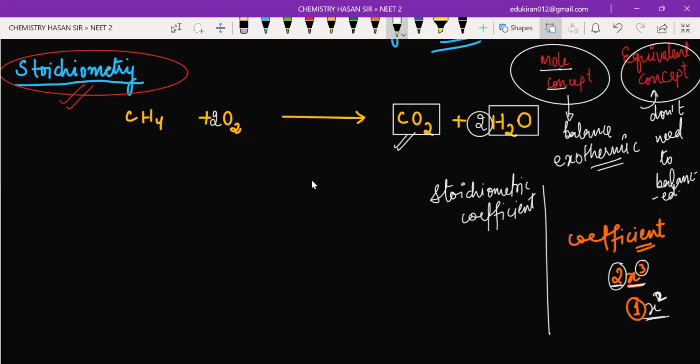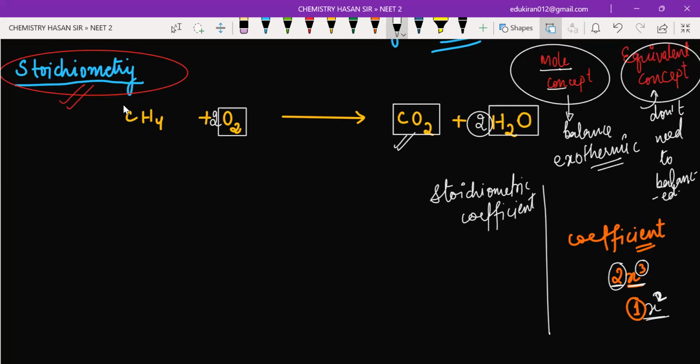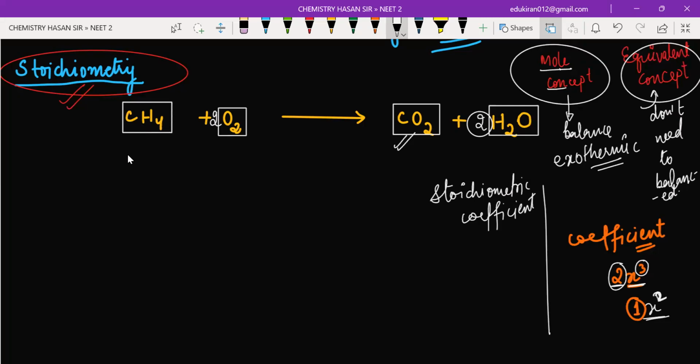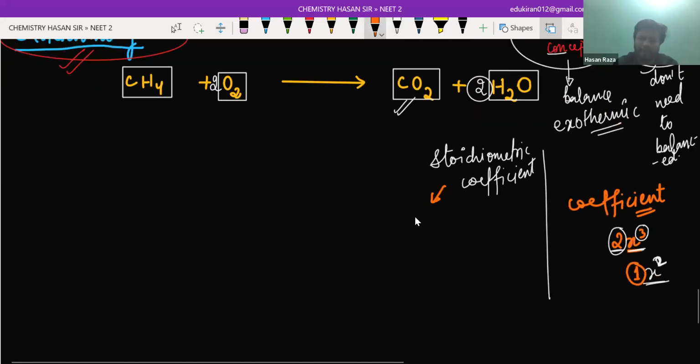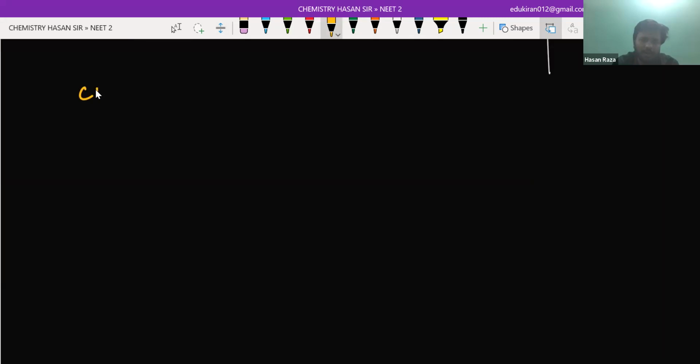1. Very good. What is the stoichiometric coefficient of O2? 2. And what is the stoichiometric coefficient of CH4, Aisha? 1. So basically, this stoichiometric coefficient represents your number of moles. We take it as the number of moles. I'm going to write the equation again and explain this. The reaction was CH4 plus 2O2 reacting with each other to give you CO2 plus 2H2O. This was the scenario.